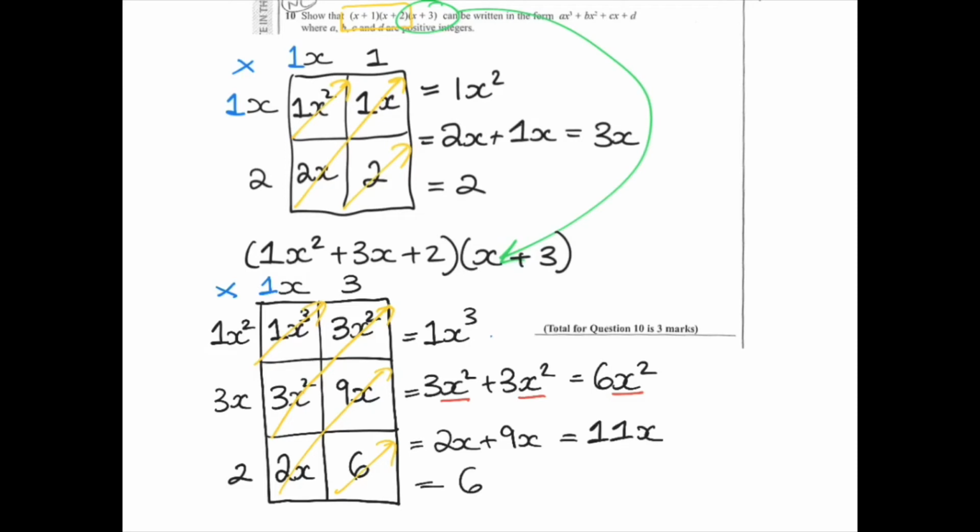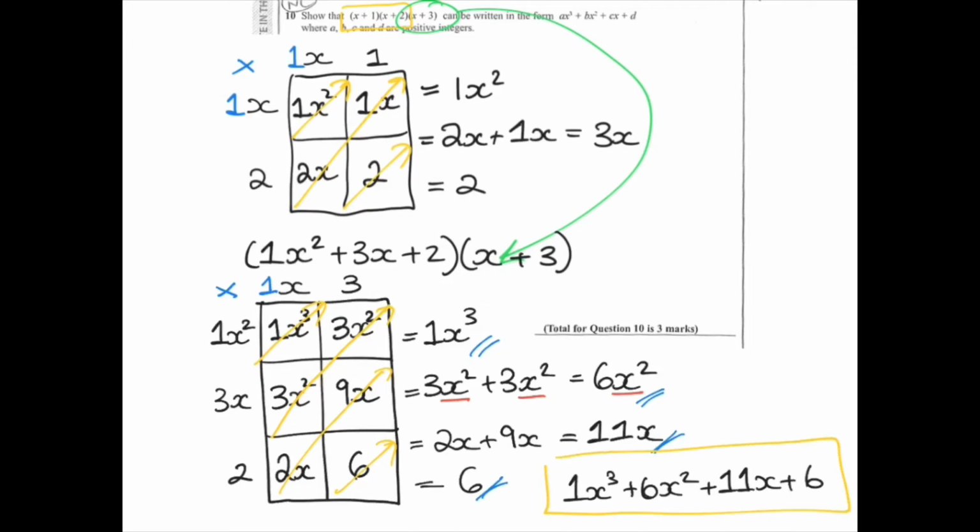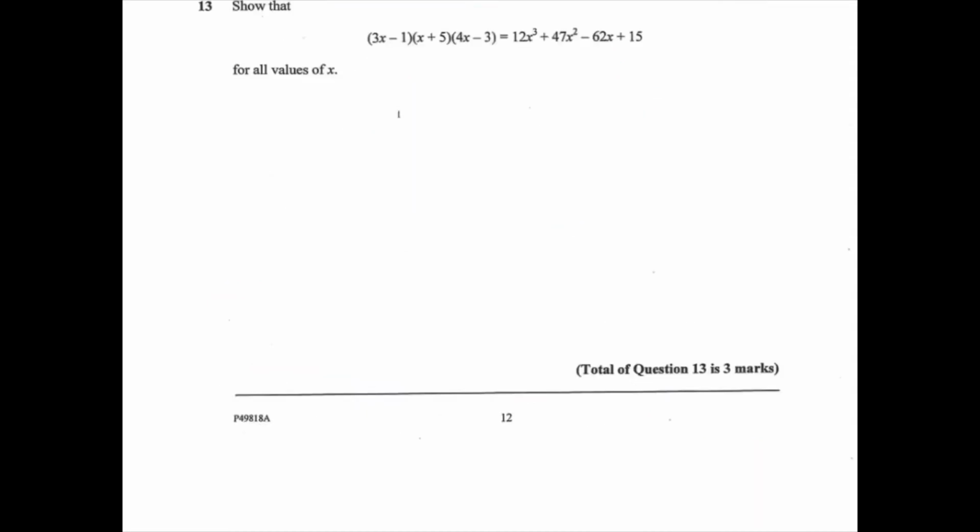So collect that all together and you've got your final answer. To get your 3 marks, you need to be writing 1x cubed plus 6x squared plus 11x plus 6. And you're done. Okay, easy 3 marks there. Easy 3 marks. Right, we're going to go through a few more examples just so you can check your work and you've got something you can watch.